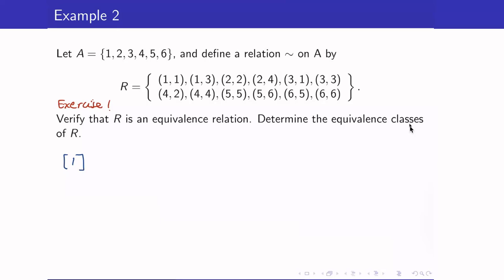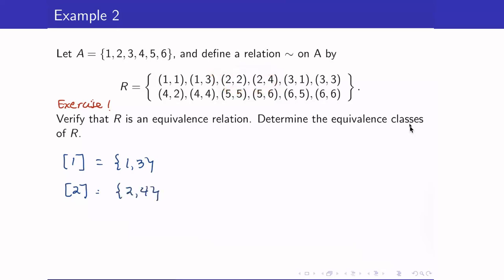Okay, let us look at the equivalence class containing 1. Just like what we did earlier, here are the elements of R containing 1 in its first coordinate. So the elements are 1 and 3. What about the equivalence class containing 2? So this one, we have 2 and 4.